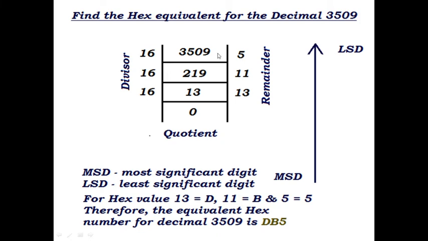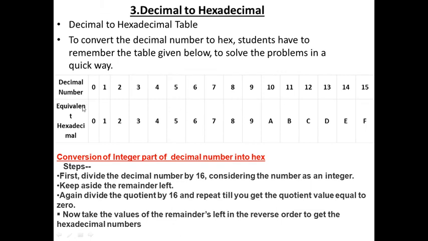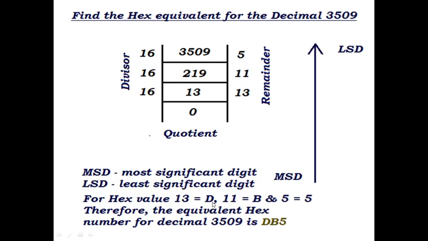Now in hexadecimal there is nothing called 13. 13 is there in the decimal number system, but what is the equivalent of 13 in hexadecimal? 13 is D. So 13 is D, 11 is B, and 5 is 5. So the answer is D, B, 5. You are going from down to top. So D, B, 5. Decimal 3509 has been converted into hexadecimal, which is equal to DB5.